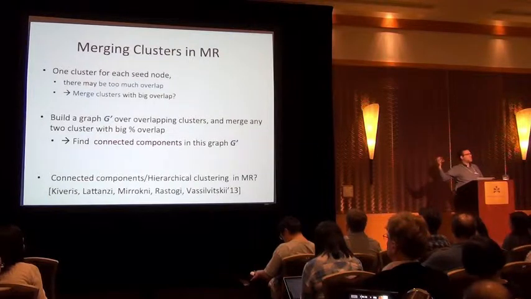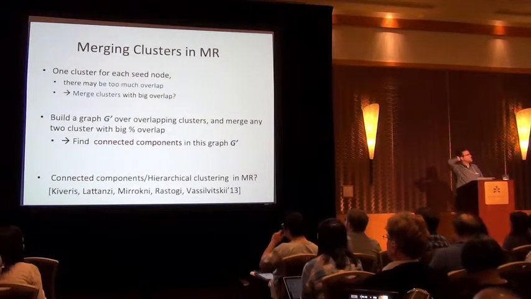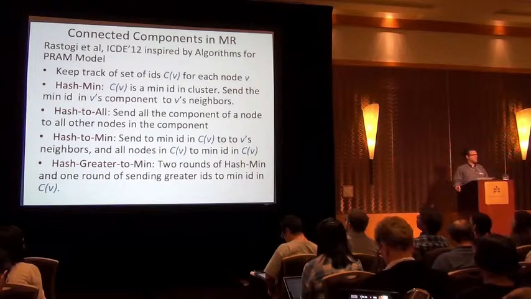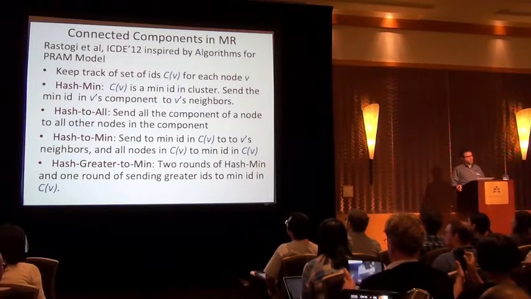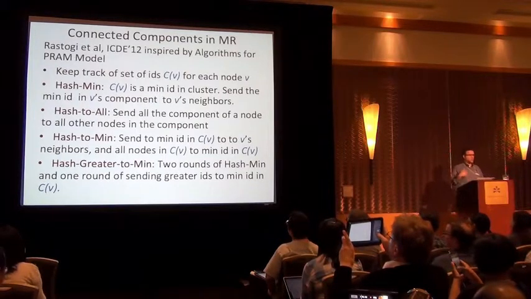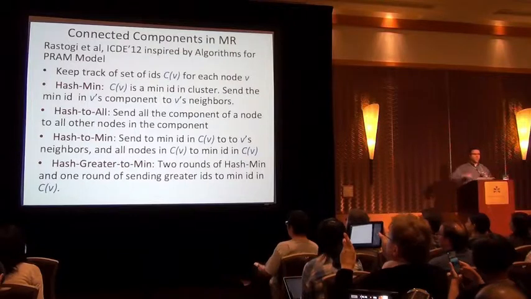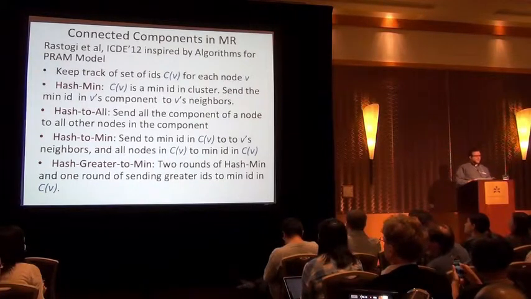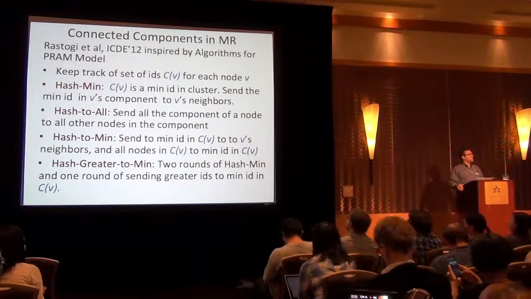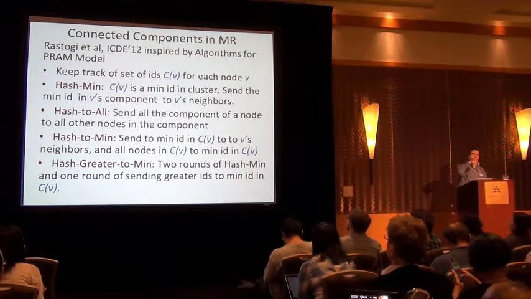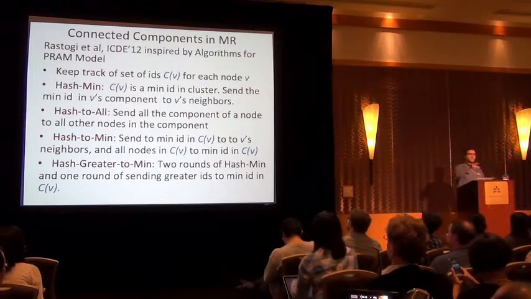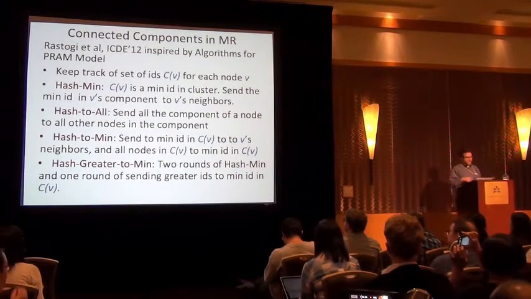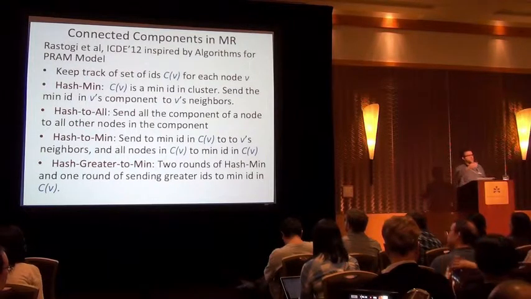I want to tell you about how we do hierarchical clustering on these graphs, but to simplify matters, I'll tell you how we do connected component computation, which is the simplest clustering method for these graphs. We build on the work of Rastogi et al., where they compute connected components in MapReduce. To do that, you keep track of a component or state for each node, and you can apply different types of algorithms. For example, the hash-min algorithm keeps track of the minimum ID of the cluster it belongs to and propagates this to the neighbors in each round. The hash-to-all algorithm keeps track of the whole connected component and reports that to the neighbors in rounds of MapReduce.